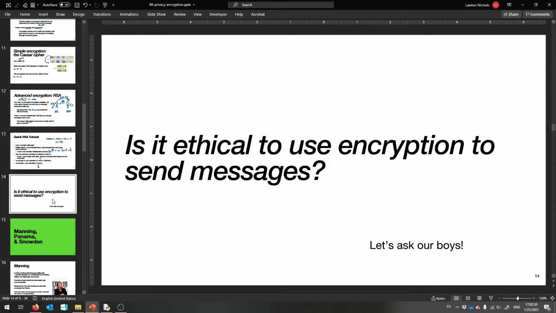And then finally, let's talk about the ethicality of all of this. Is it ethical to use encryption to send messages to other people? Like, should we be allowed to do this? And so let's ask our boys. We'd ask Kant, hey, if you wanted to talk to somebody privately, should you always be allowed to do so? And I think that Kant is a proponent of privacy, and he would say, yeah, totally. If you don't want to share information with the entire world, that's totally fine. That's a normal thing to want. So Kant would say something like, yeah, private info should stay private.